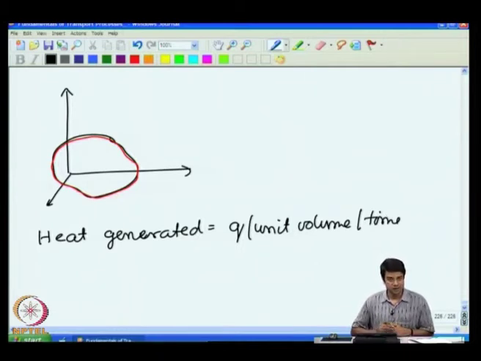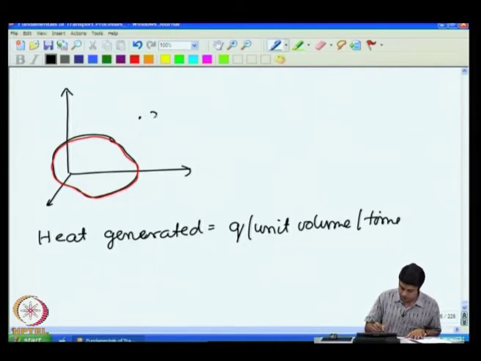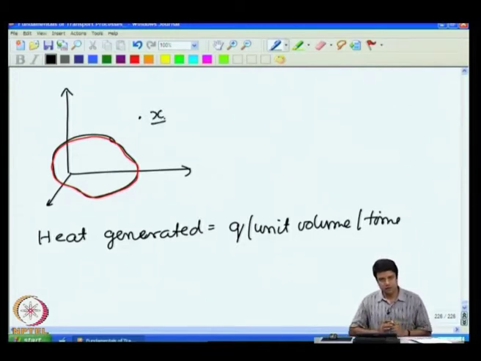This is what you will have, for example, if you have an exothermic or an endothermic reaction. In that case, you will have a certain amount of heat generated depending upon the reaction rate and the heat of reaction. You will have a certain amount of heat generated per unit volume per unit time. And then one can ask the question, what is the temperature field at a location x due to the heat generated from this source in the absence of convection, at steady state, by solving the diffusion equation. So, how do I use the principle of delta functions in order to determine the temperature?